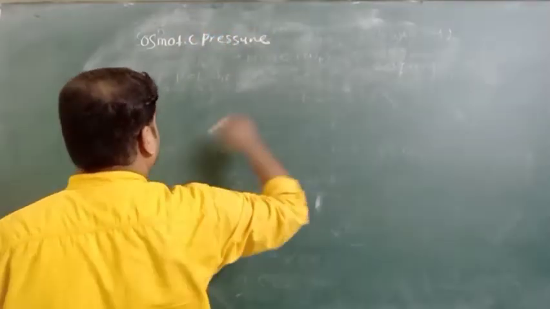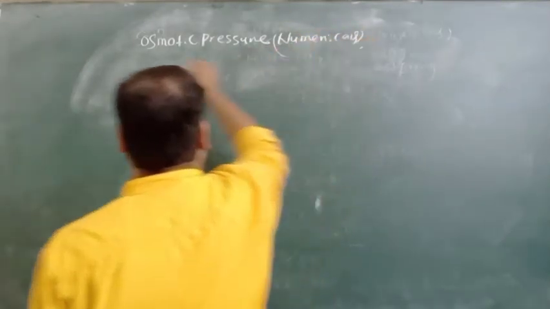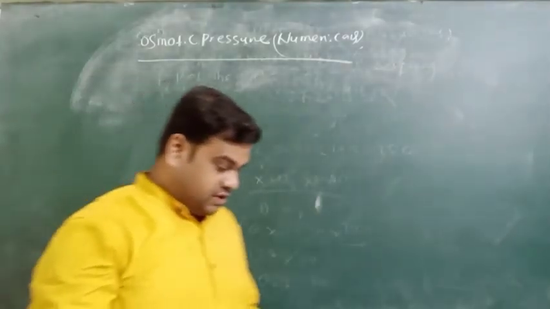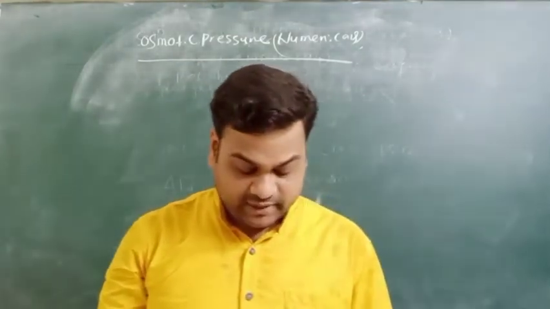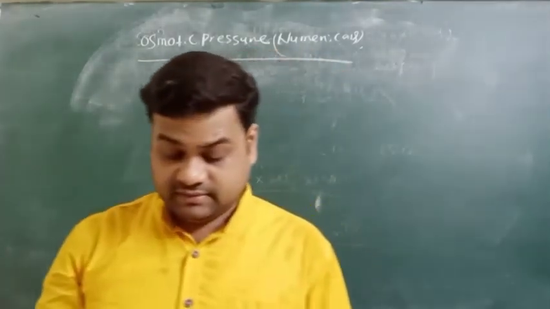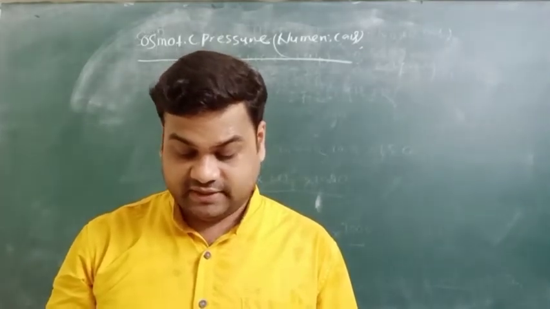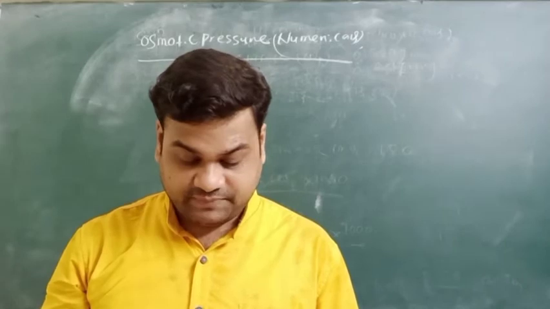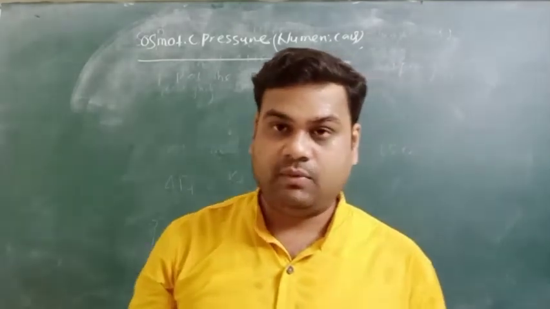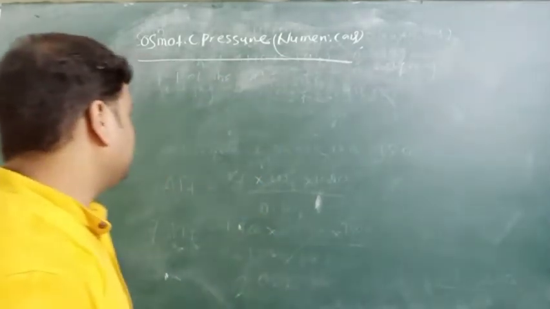Osmotic pressure numericals. To calculate the osmotic pressure, the numerical is: if 1.71 grams of sugar, the molar mass is given here as 342, are dissolved in 500 ml of solution at 300 Kelvin, then what will be its osmotic pressure? Here the gas constant R is also given, 0.0821 atmosphere Kelvin inverse mole inverse. According to the Van 't Hoff equation, first of all we will write the question.